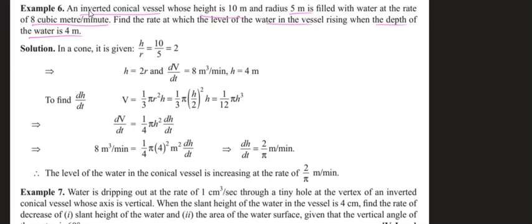Now listen, see that is the inverted conical vessel. Though this is the vessel, it is inverted, so it's kept like this, probably in a suitable stand. Now whose height is 10 meter. So the height is 10 meter. And then the radius. So base radius, here top radius. So radius is equal to 5 meter.